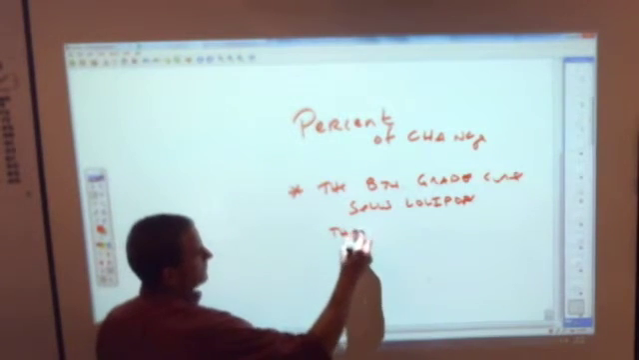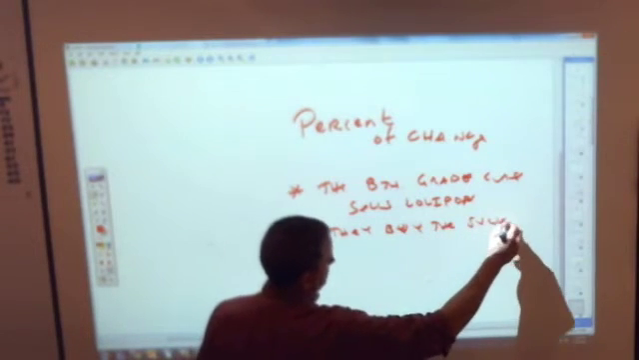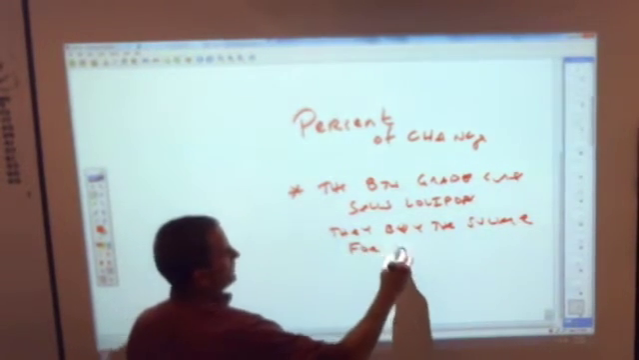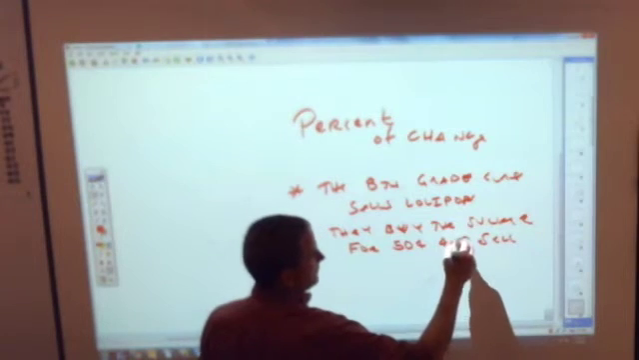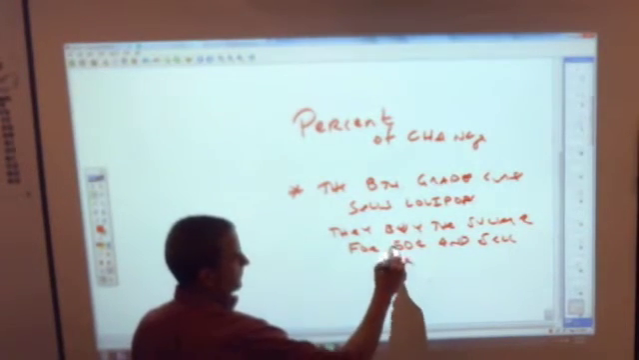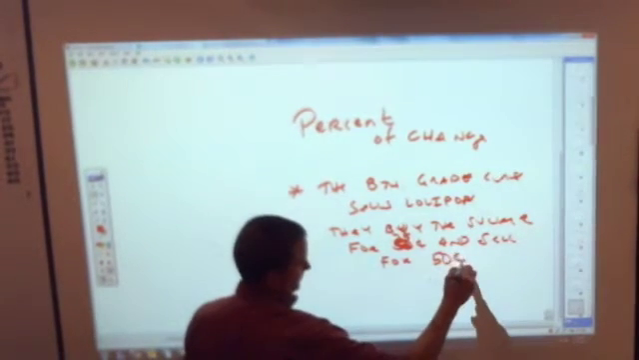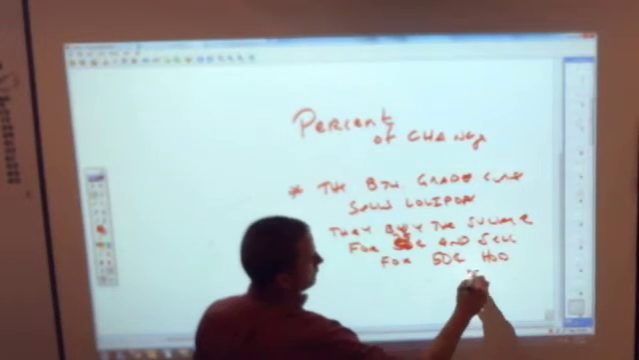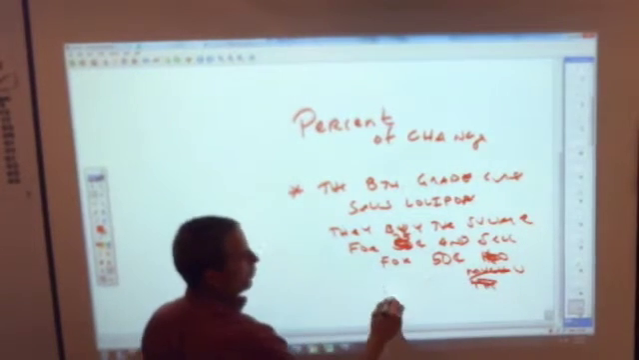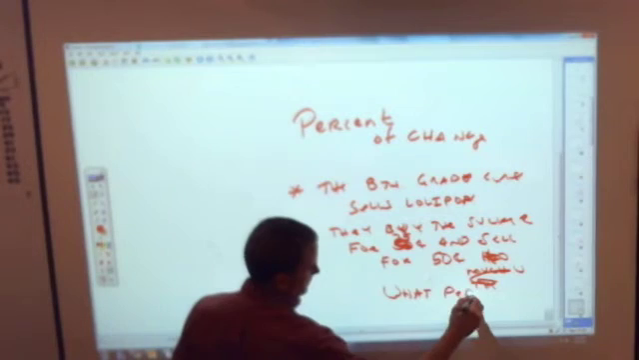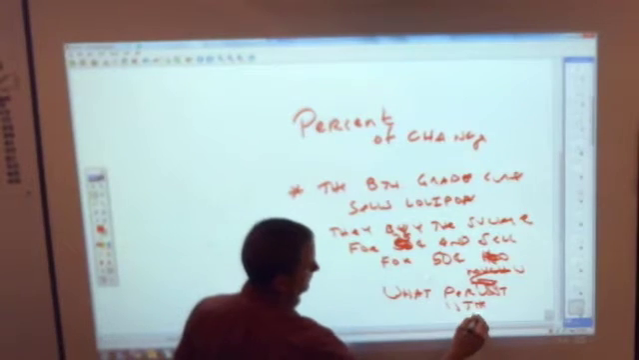They buy the sucker, let's just do that, for 50 cents and sell for, oh wait, no they don't. We buy them for 25 cents and sell for 50 cents. What percent is the, can anybody read that?